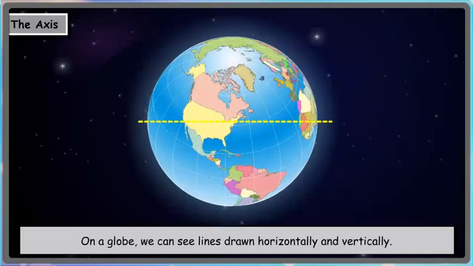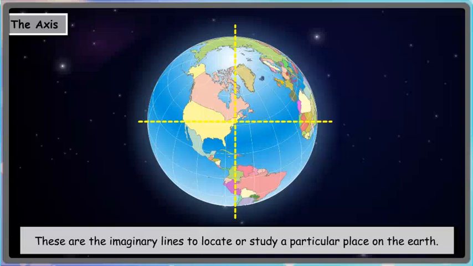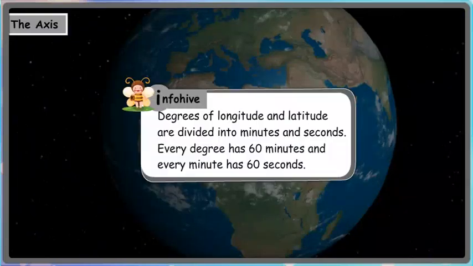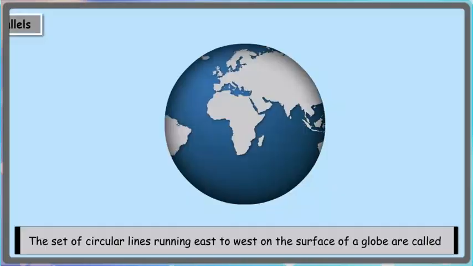On a globe, we can see lines drawn horizontally and vertically. These are the imaginary lines to locate or study a particular place on the Earth. Info Hive. Degrees of longitude and latitude are divided into minutes and seconds. Every degree has 60 minutes and every minute has 60 seconds.